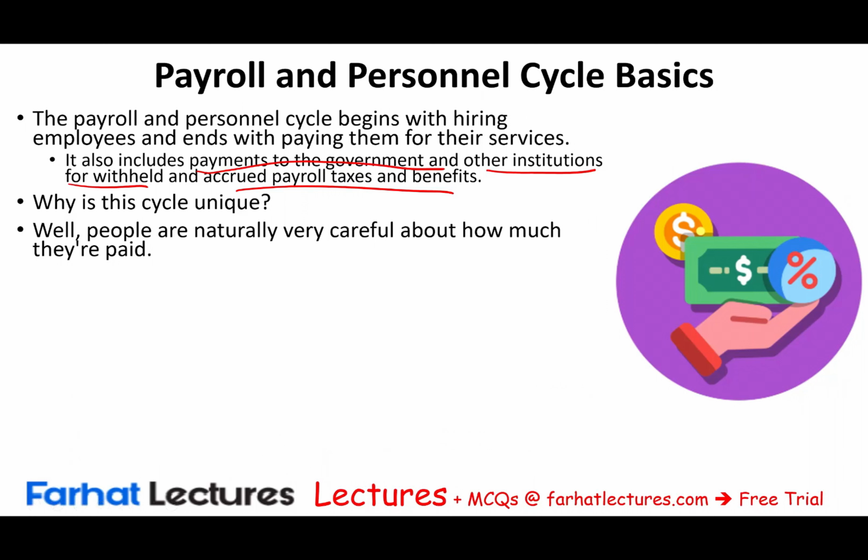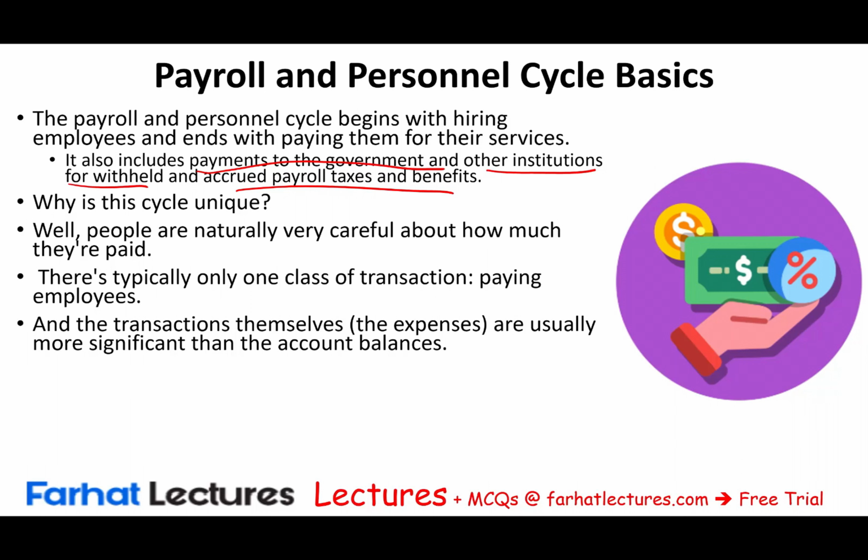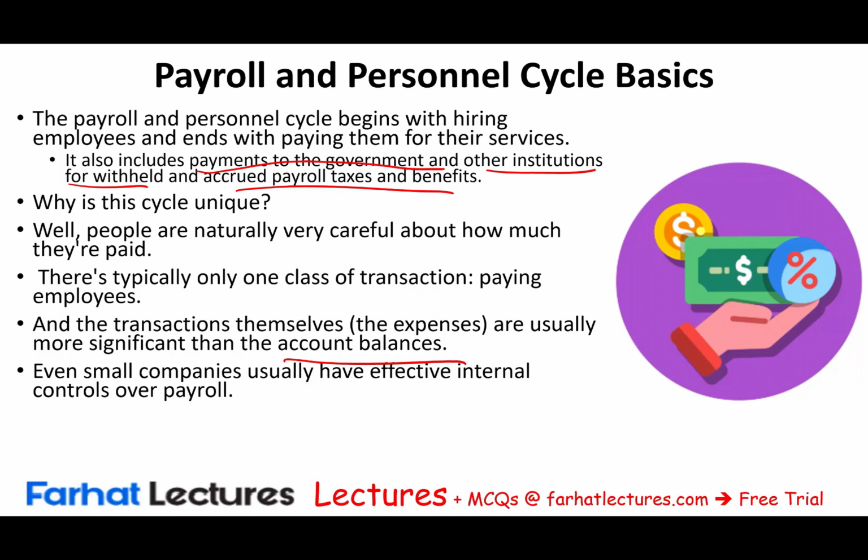will say something. Usually, there's one class of transaction in this cycle, which is what? Paying the employees. That's what we do in the payroll cycle. Therefore, the transactions themselves are usually more significant than the account balances. So when we look at payroll, we will be looking at the transactions. How many transactions will you have for payroll? Usually twice a month, either bi-weekly, every 2 weeks, or mid-month. Twice a month. Now, although it's transaction based, even small companies will have effective control over payroll.